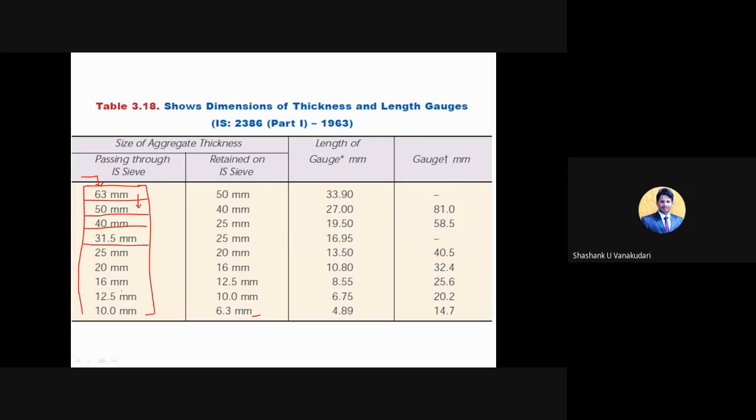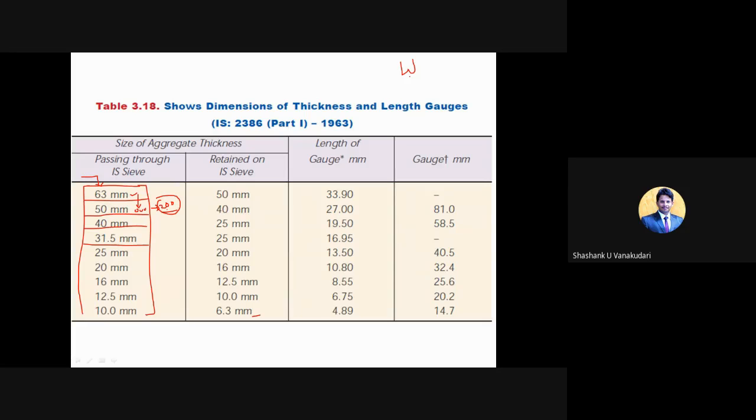You need to take the aggregates randomly within these sieve sizes, arranged from 63 to 6.3. Listen carefully: the aggregates which pass through 63 and are retained on 50 mm, you need to collect around 200 particles. Approximately 200 number of particles, not 200 grams. That particles' weight you are going to consider as capital W.